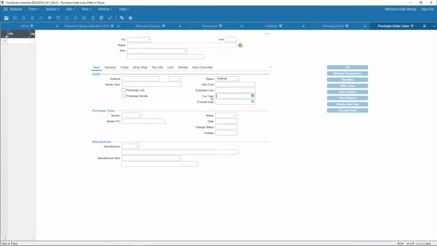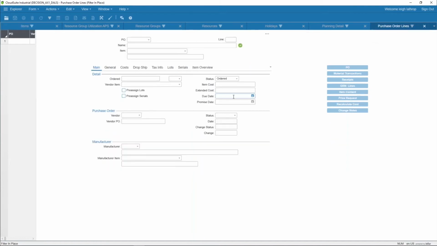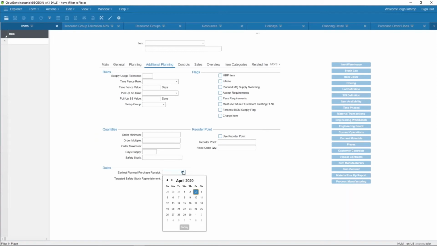In an APS environment, we can either push out the due date, or we can come to the items form, go to the additional planning tab, and tell the system for purchased items, this is the earliest planned purchase receipt we're going to get for this item. Either way works, either going to the purchase order line and moving the due date on the individual purchase order lines, or going to the items form itself and saying this is the earliest date that we're going to receive this material.